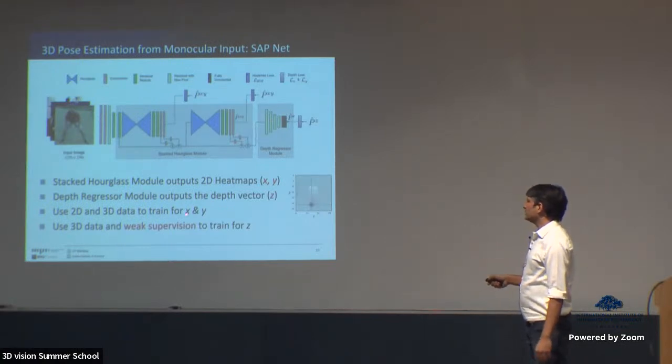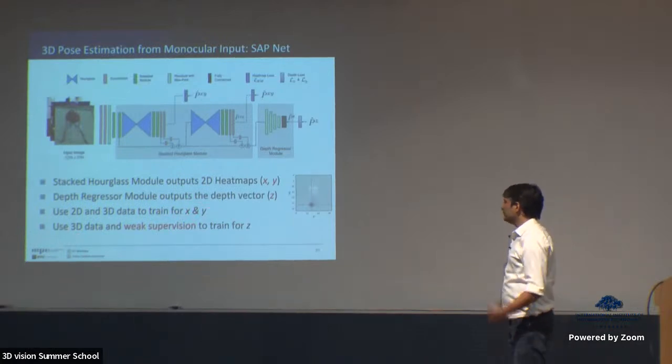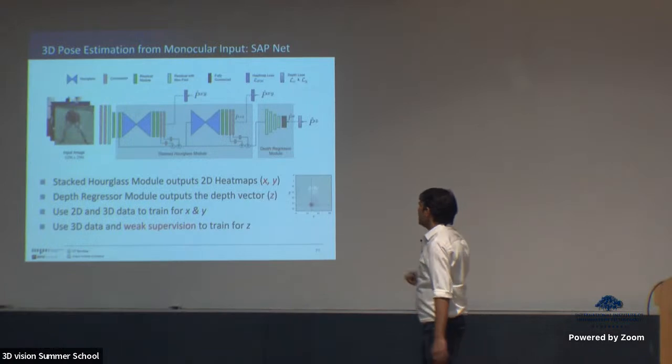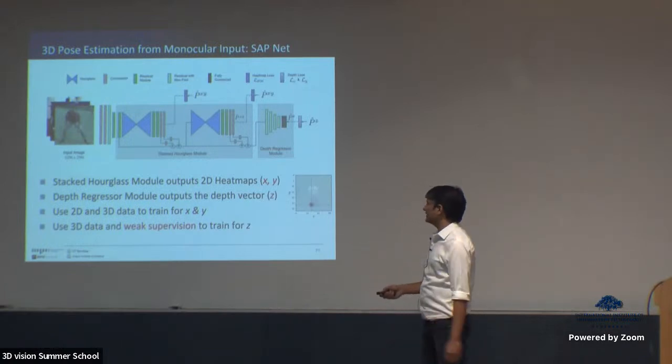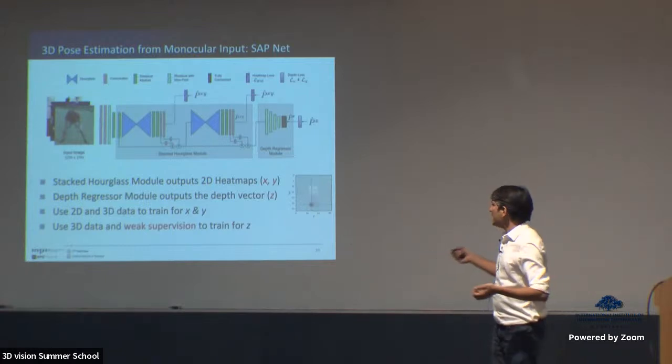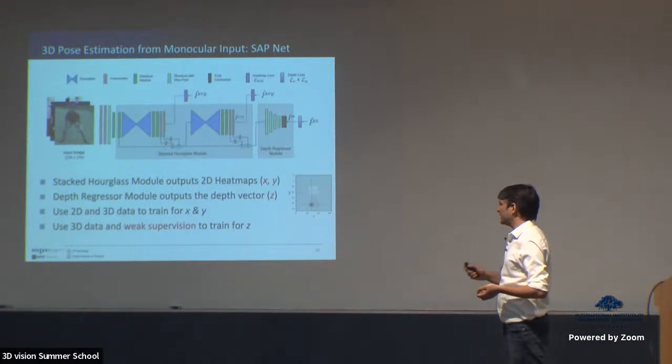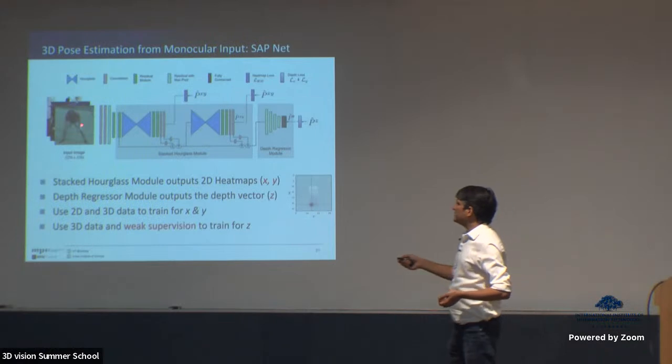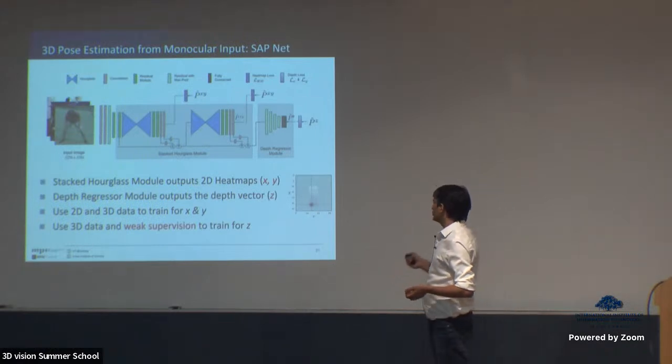We use 2D and 3D data to train for X and Y, and we use 3D data and weak supervision to train for Z. So for indoor scenes such as Human 3.6, like the indoor scenes that you saw previously, you have complete supervision for Z. But for images such as this one, for outdoor images, you do not have the ground truth for Z.